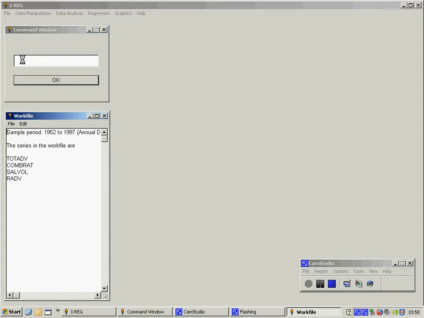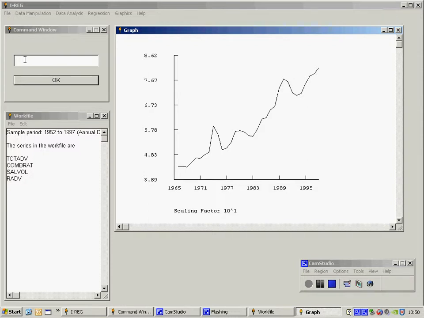Now it's always useful to check that we've created a sensible series here, so I'm going to graph the new series and we see that it looks pretty much as we would expect. It grows through time with several peaks here corresponding to boom periods of the economy.